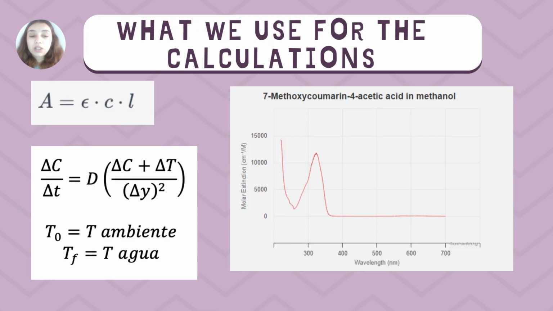To find the diffusivity coefficient, it was first necessary to find the concentrations using the Beer-Lambert equation. In this, we use the molar extinction coefficient of acetic acid in methanol for each wavelength at which the maximum absorbance occurred. For this, we plotted an absorbance versus wavelength graph that will be seen below. After finding the concentrations, with the help of the simplified equation, the diffusivity coefficient was found for each temperature. Here we can see the graph that we used to find the epsilons for acetic acid in methanol.